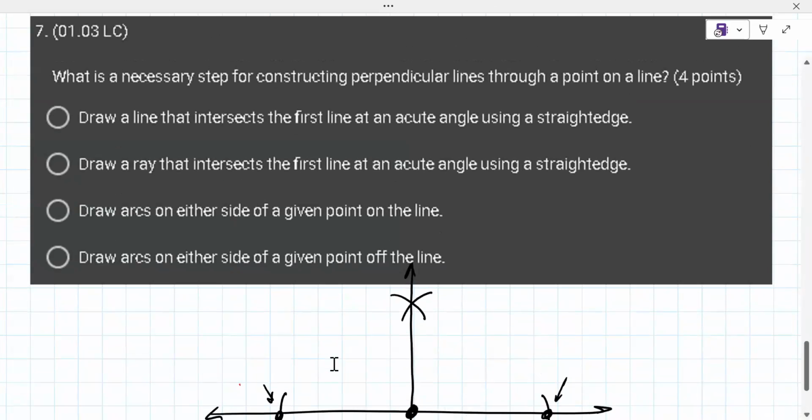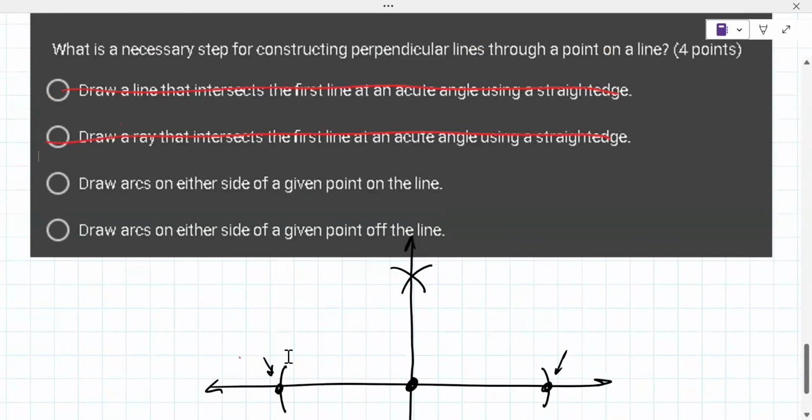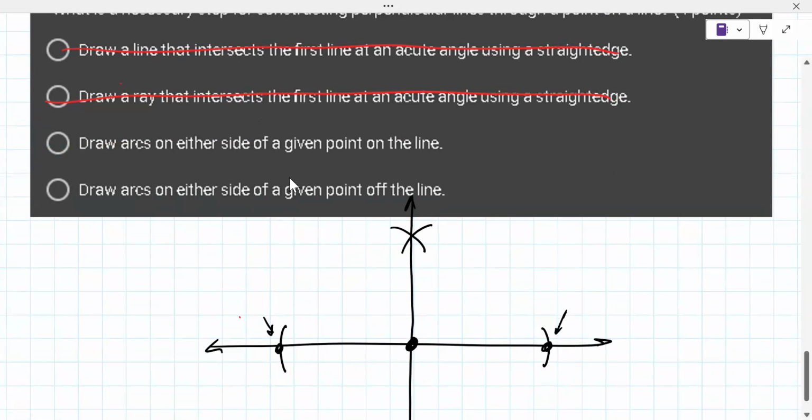So take a look at these, and maybe there are 2 you can eliminate, or maybe you know the one. We're talking about arcs. I'm looking at the first 2 and I'm not seeing arcs, so they're out. So it's either draw arcs on either side of a given point on the line, which is just kind of what we did here, or draw arcs on either side of a given point off the line, which kind of is these.